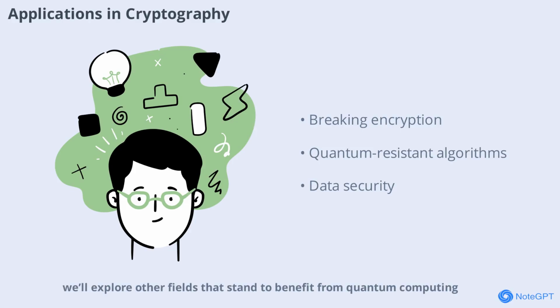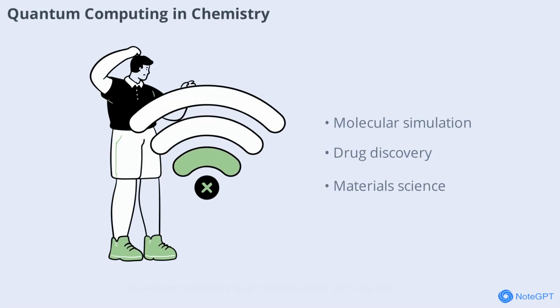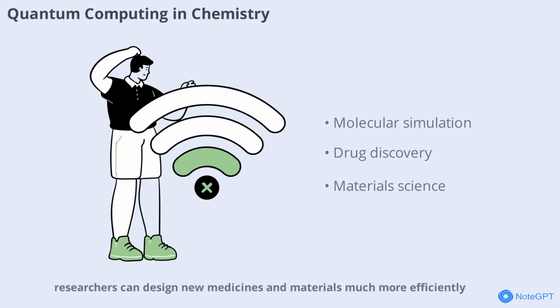In the next scene, we'll explore other fields that stand to benefit from quantum computing. Quantum computers are particularly well suited for simulating molecules and chemical reactions. This could revolutionize drug discovery, materials science, and our understanding of complex biological systems. By accurately modeling interactions at the quantum level, researchers can design new medicines and materials much more efficiently. As we move forward, we'll see how quantum computing is being applied in other scientific disciplines.